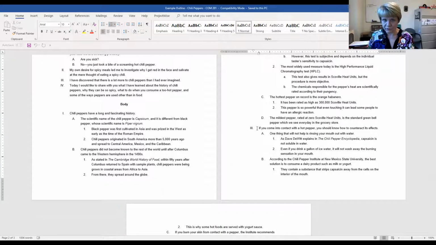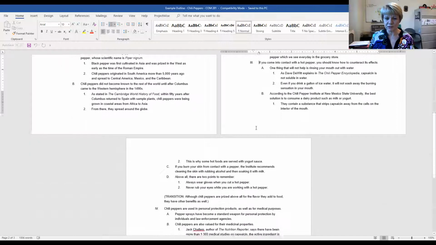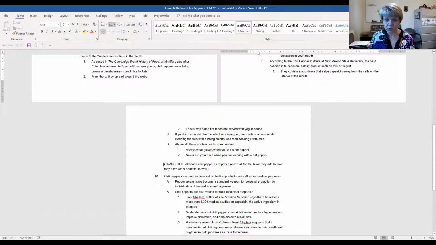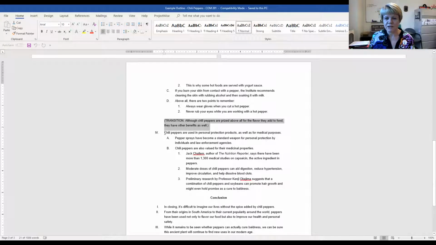We could just go from one to the other. But notice from 3 to 4, because we're going from information about what to do if you contact a spicy pepper, and then the 4th is about the way that chili peppers are used apart from eating. They're both about chili peppers, but they're about different things about chili peppers. So we're going to use another transition sentence in the same way that we used above.